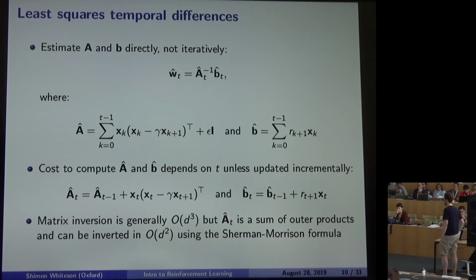Other questions? Yeah, so if I understand correctly, you're saying you don't need to invert a new matrix every time. Yeah, that's true too. Yeah, absolutely.